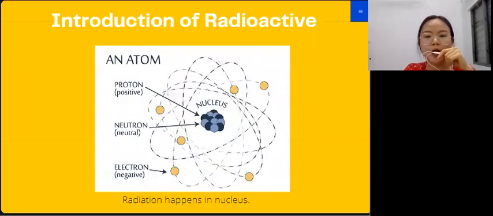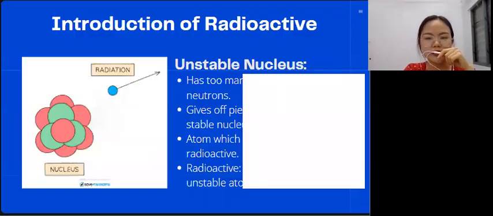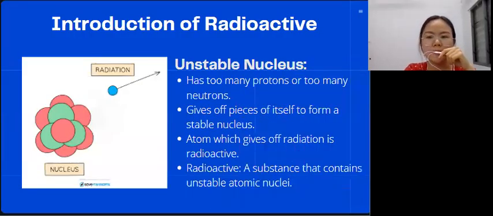Radiation comes from part of the atom called the nucleus. The nucleus is made of protons and neutrons, and the nucleus is the center of the atom. Usually, the nucleus would be stable, but if it gives off radiation, it is an unstable nucleus. An unstable nucleus has too many protons or too many neutrons. It will give off pieces of itself to form a stable nucleus.